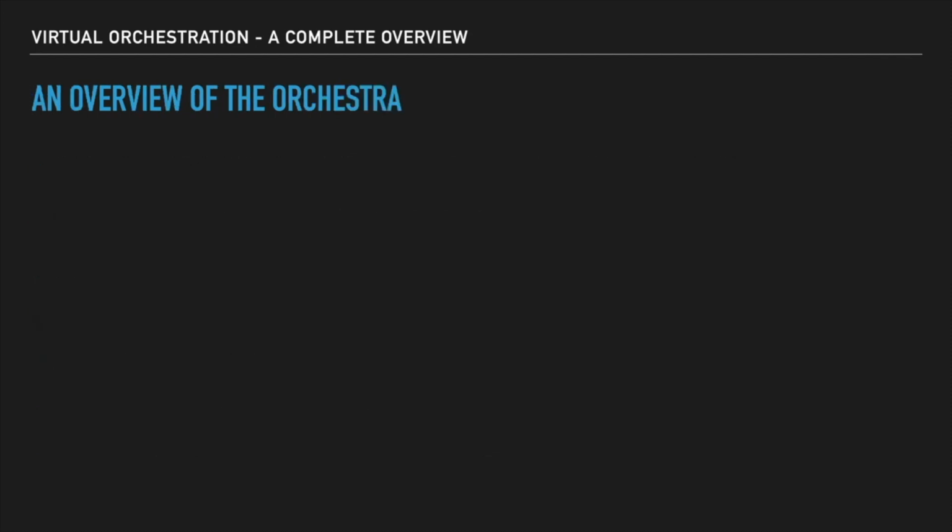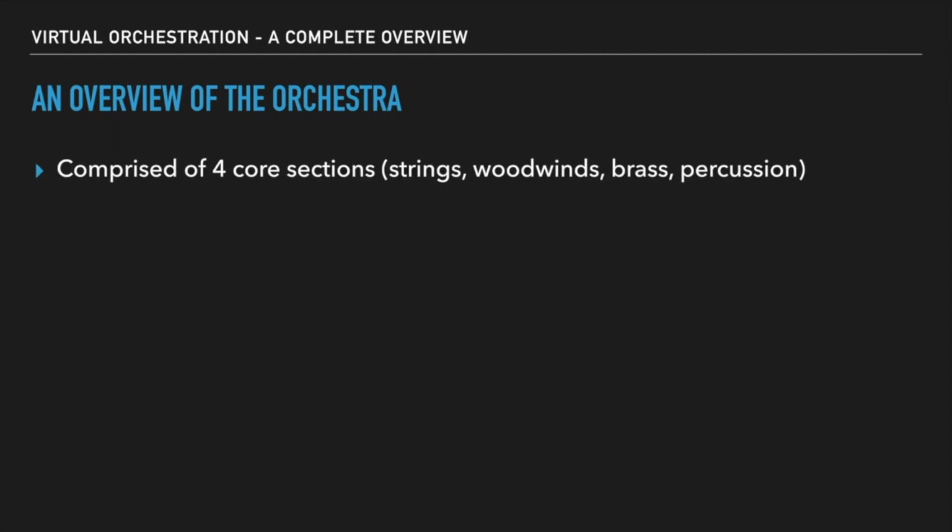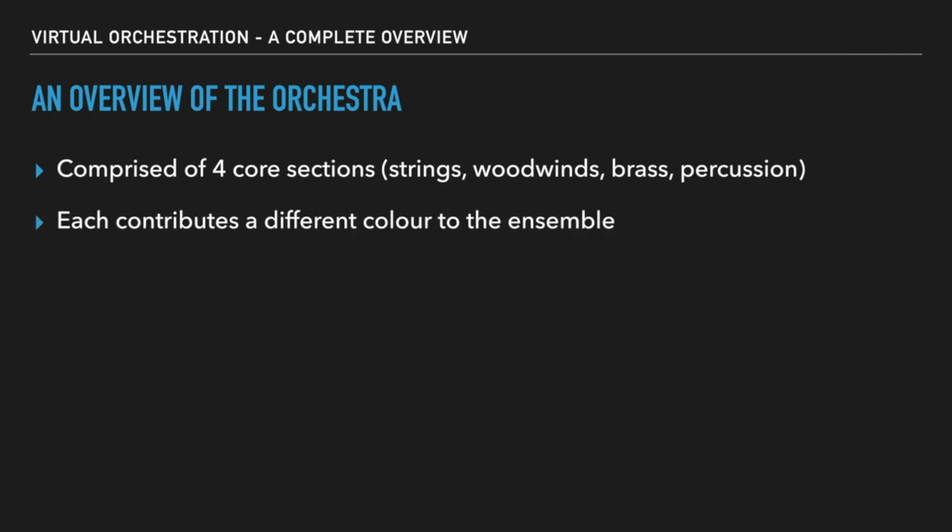So now let's dive into the orchestra as a whole. It's comprised of 4 core sections, right? There's the string family, there's the woodwinds, there's the brass, and there's the percussion. They all serve different roles, but they all contribute to the larger whole of the orchestra, which is beautiful. So yeah, each one contributes a different color to the ensemble.